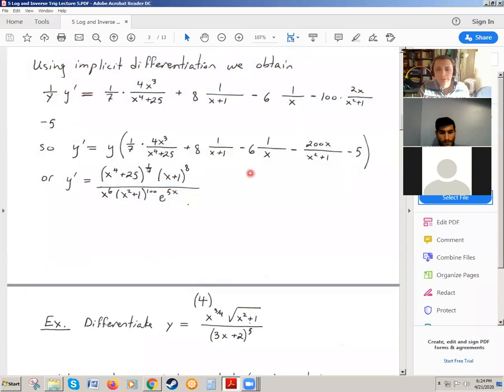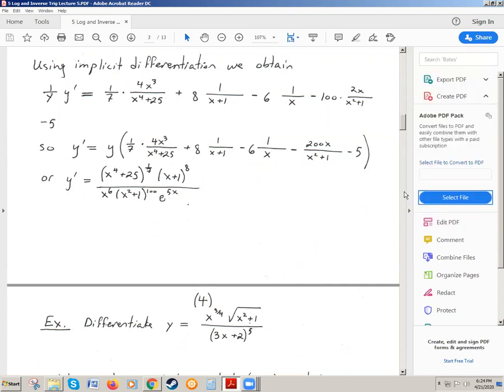All right, so here now it's your turn. See how fast you can do it. So here is your function. Y equals x to the power of 3/4 times the root of x squared plus 1 over 3x plus 2 to the 5th power. Okay, please go ahead and calculate. I want you to find the derivative. Is that 3 to the 4th? It's 3/4? 3/4, so it's x to the power of 3/4.